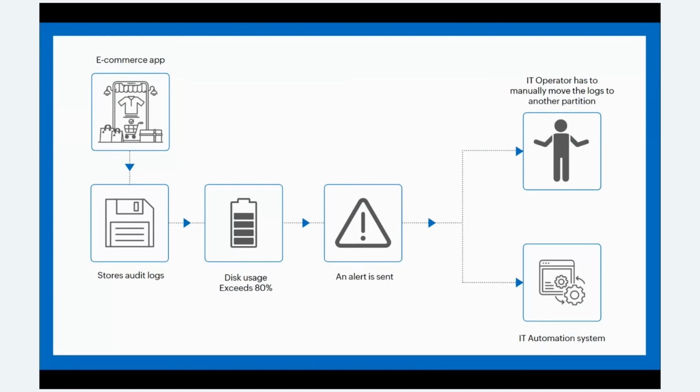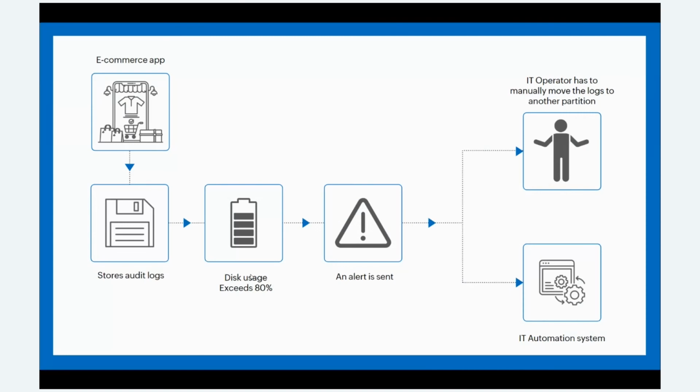At each step of user experience, a transaction will take place and the app will store certain audit logs. If the disk usage exceeds 80%, it'll then mean that it's an alert. So we need to be aware of what we can do to avoid any other issues. An IT operator has to manually move the logs to another partition, or we can have an automation system that helps you do this.